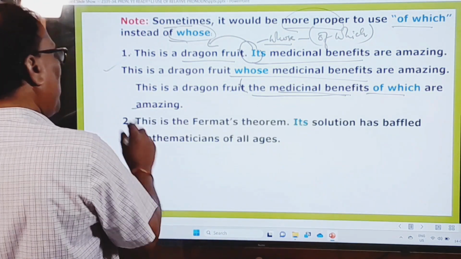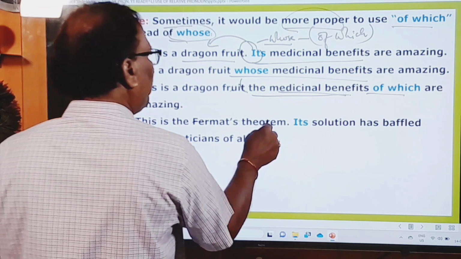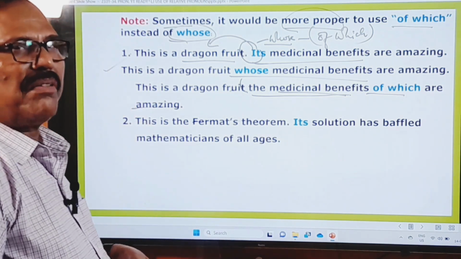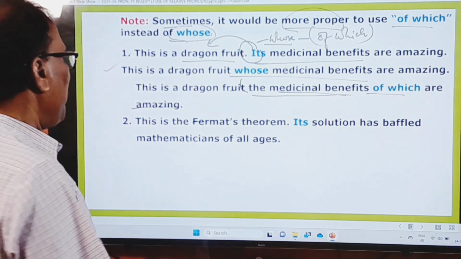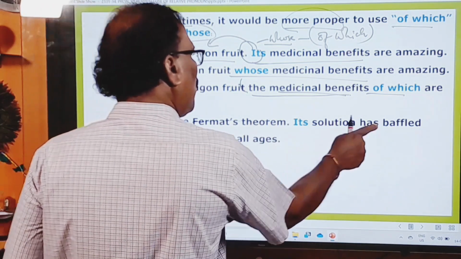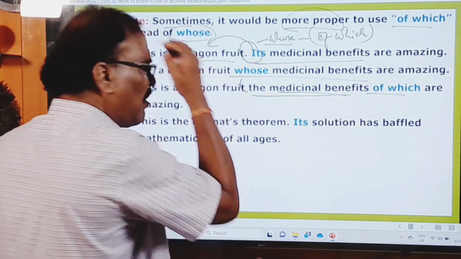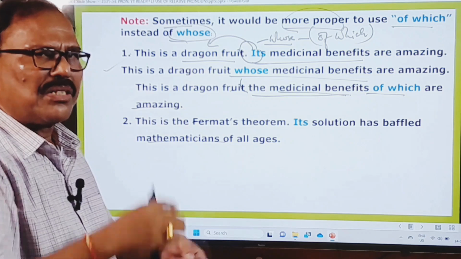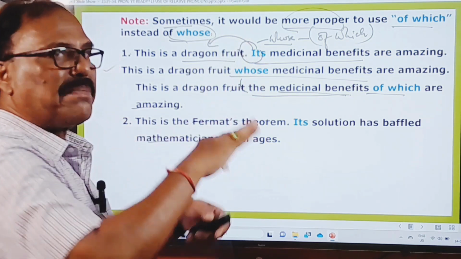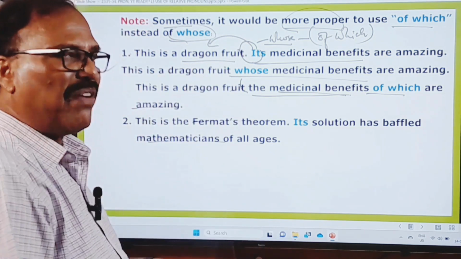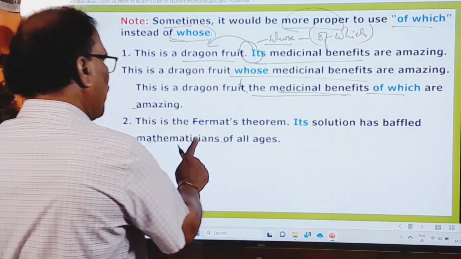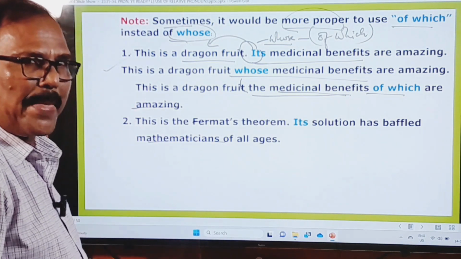So here, one more example is given. This is the Fermat's theorem. Fermat was a French mathematician, you know that very well. This is the Fermat's theorem. Its solution has baffled mathematicians of all ages. Its solution means the solution of this theorem has baffled, means confused, flabbergasted, mathematicians of all ages. Right.